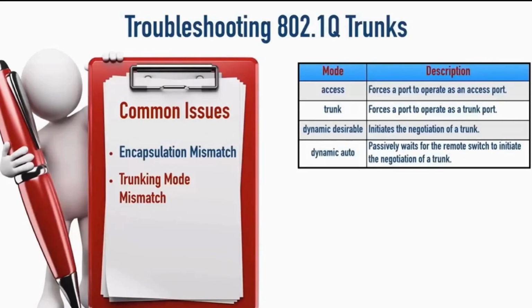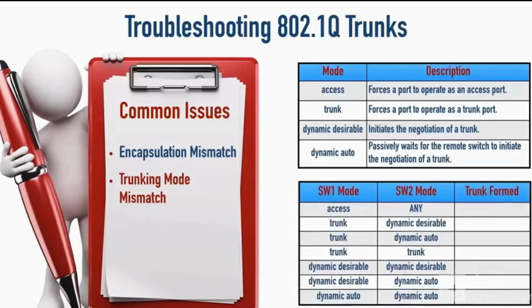In fact, let's take a look at some of the different combinations and permutations we might have. First of all, if one side is set to access, which means we're not going to be a trunk, it really doesn't matter what the other switch is set to, we're not going to form a trunk. If one side is set to trunk and the other side is set to dynamic desirable, then yes, we will form a trunk. Because if we set a port to trunk mode, it speaks DTP.